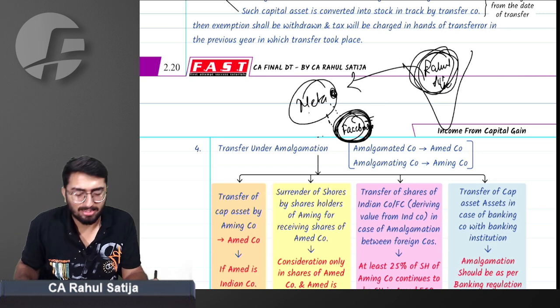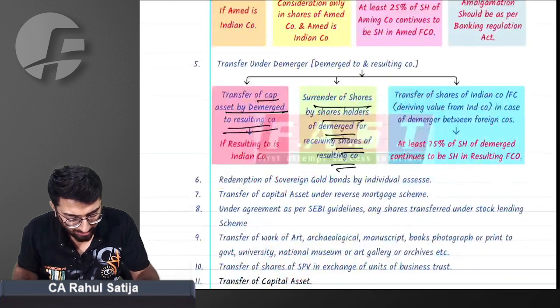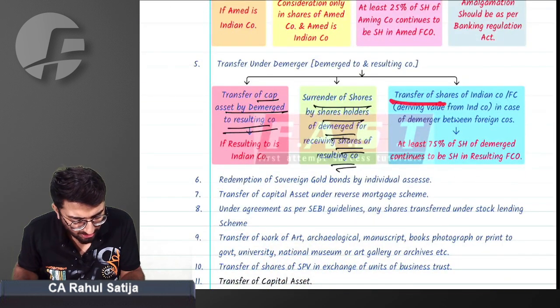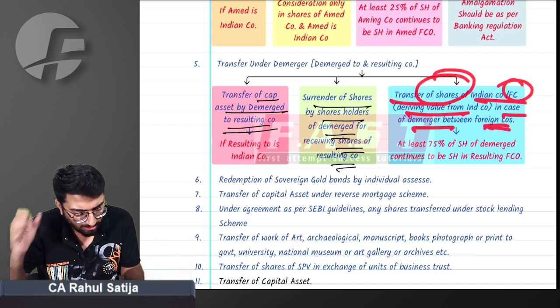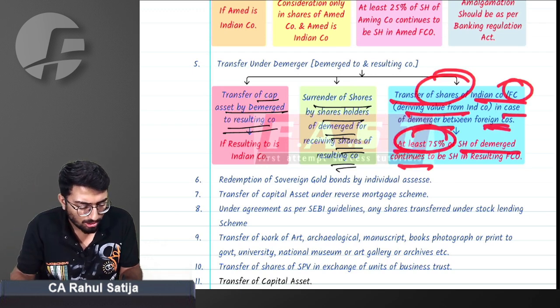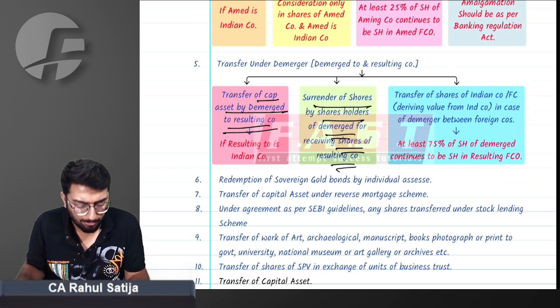Can I say this transfer is an exempt transfer? Right answer is, this transfer will also be an exempt transfer. These are the cases of exempt transfer. What it says: transfer of shares of the Indian company, or in case of demerger between foreign companies, at least 75% of the shareholders of the demerged company shall become shareholders of the resulting company.